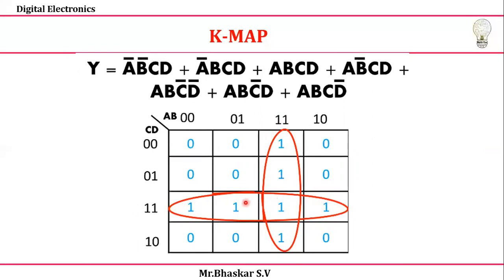Groups may overlap. So don't group these two and this one, because it is overlapping, no. So these groups can overlap to get the maximum grouping. Okay, maximum grouping. So then how to represent this one?